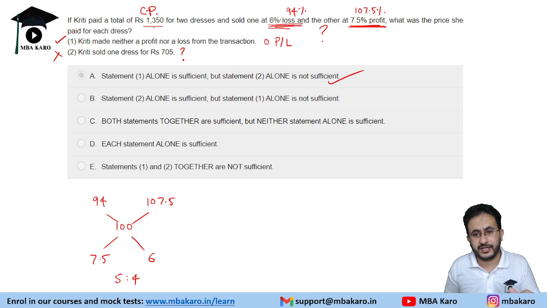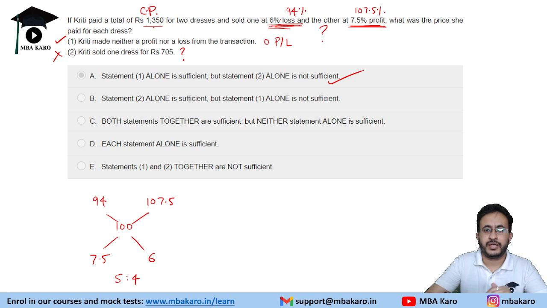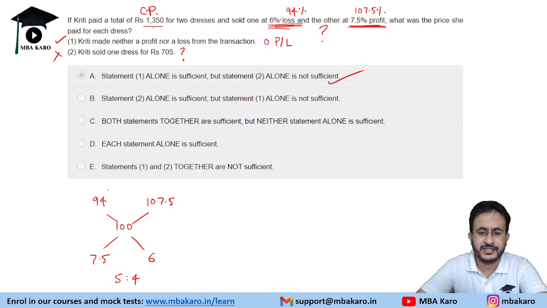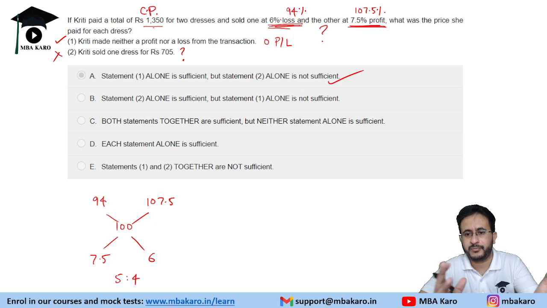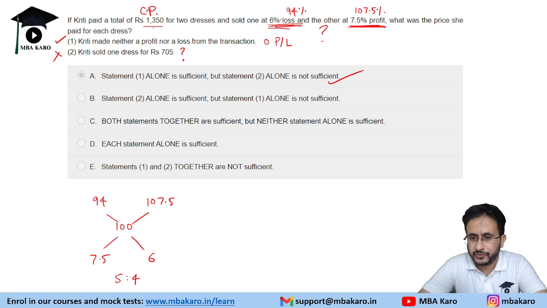So this was a good tricky question. You must know this allegation way of solving: if you are given some percent profit and some percent loss, and you know this method, you can find the ratio of cost prices. And the second statement is not sufficient because we do not know which dress she sold for 705, the one with the loss or the one with the profit.